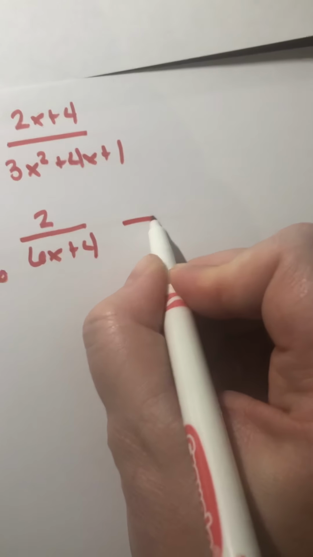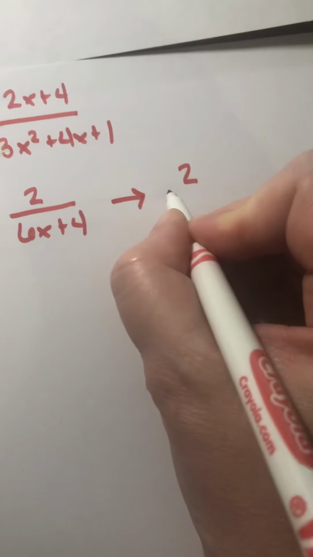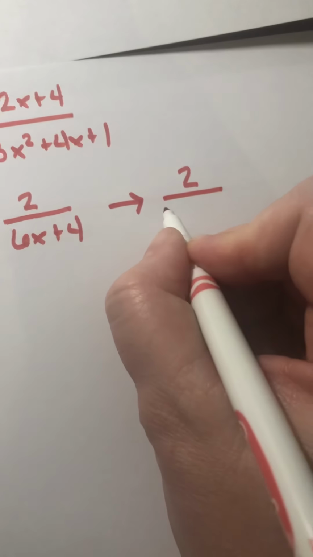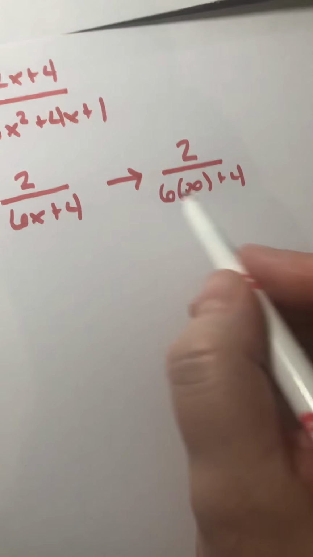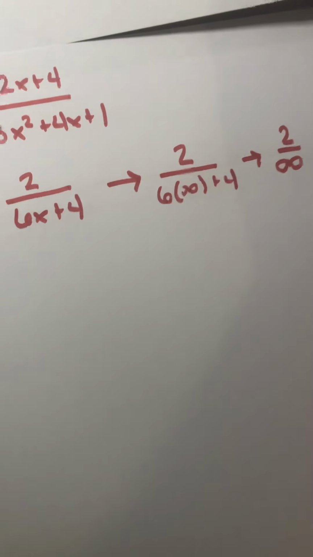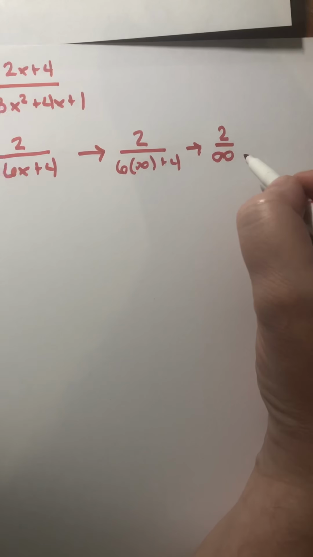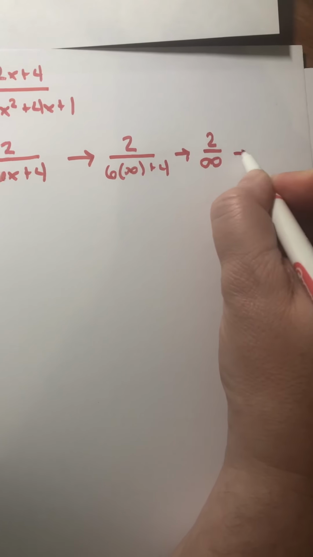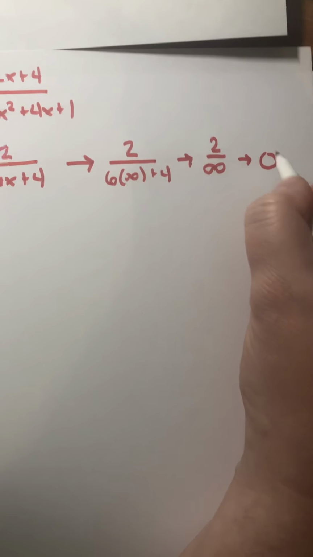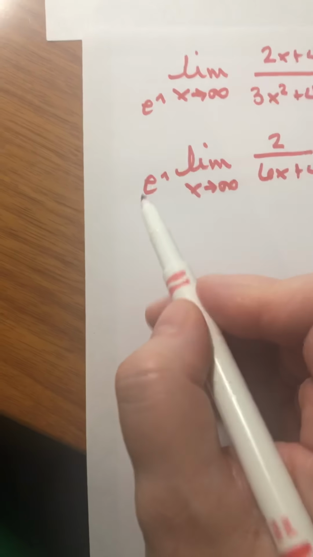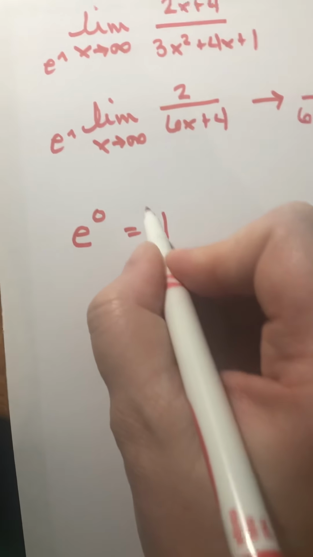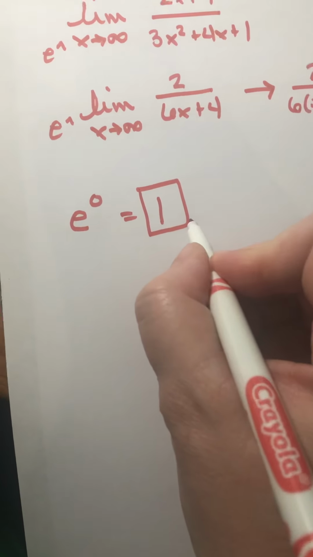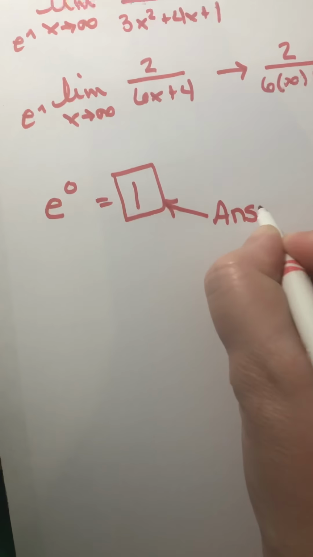So if I plug in infinity this time, the top is 2, so I already know I don't have that indeterminate form. But I'm going to have 6 times infinity plus 4. Anything times infinity is infinity, so this gives me 2 over infinity. When we talked about limits early on, we said 2 over a very large number is basically approaching 0. But 0 is not your final answer, because recall back here we have the e to the. So we have e to the power 0, and e to the 0 is 1. So our total final answer of this limit is 1. A lot of work for such a simple answer.